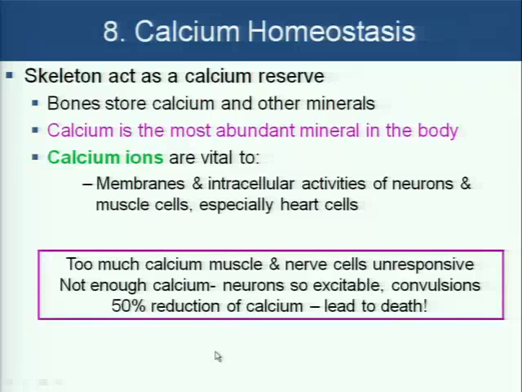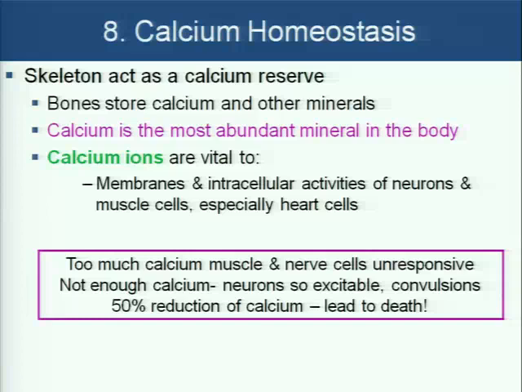So, your skeleton is this reserve of calcium. If you ever need it, you're going to draw from it. Calcium is the most abundant mineral in your body. If you're ever on Jeopardy, you need to know that. If you're doing trivia night at the bar, you need to know that one. Why is it so important and why do we have so much of this? It's extremely important for your neurons and your muscle cells and your heart cells.